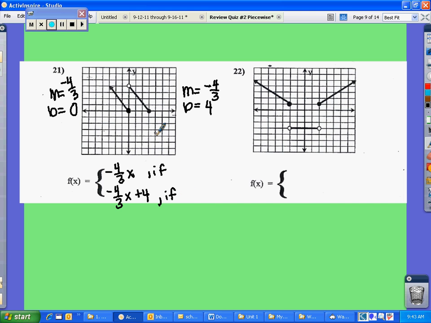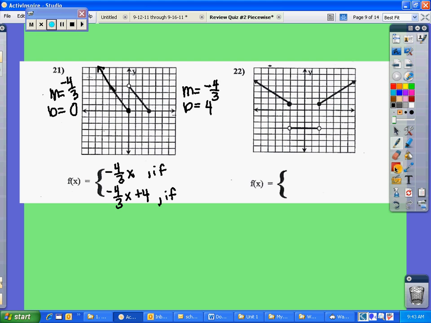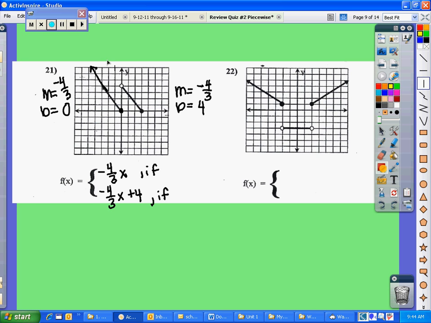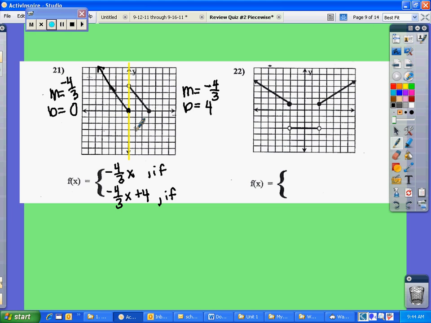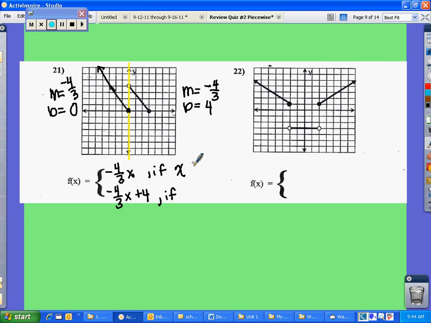Now I'm going to write my intervals. Now notice this one keeps going to the left, right? One of my boundary lines is going to be right at 0 again. Okay, one of them is going to be right here. So that's still, in this case, if x is less than or equal to 0. So for this piece of the equation, it starts here and it keeps going down. So that's everything less than or equal to 0.